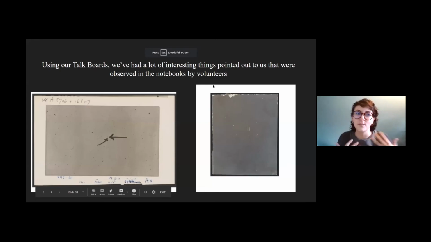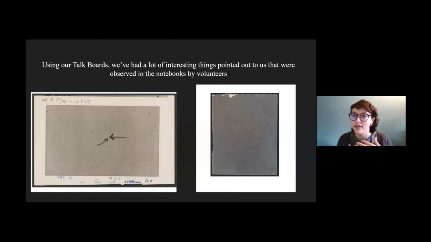Great. So I'm just going to be talking a little bit about some of the really interesting things that volunteers have pointed out to us, specifically on Zooniverse, because Zooniverse has that talk board feature, unlike the Smithsonian Transcription Center. So it's able to identify different things for us.